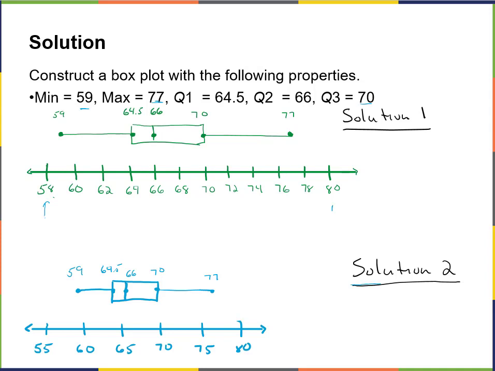On solution 2, I decided to go by 5s. I started at 55 because I want to start below my minimum. So 55, 60, 65, 70, 75, 80. If you look at these two box plots, you can see the shapes are the same. I can interpret each of them, and I should have the same interpretation. I personally like this one a little bit better because there's a little more detail, but the one below is just as good.